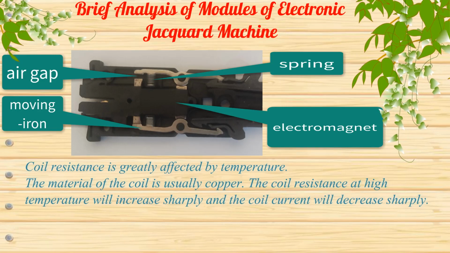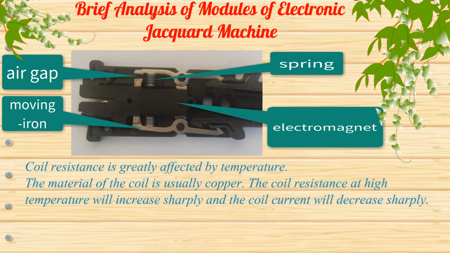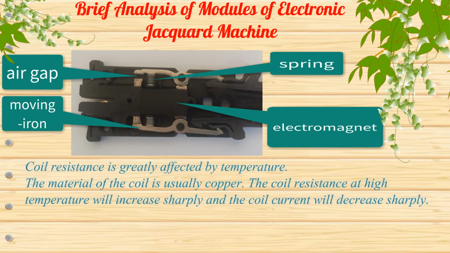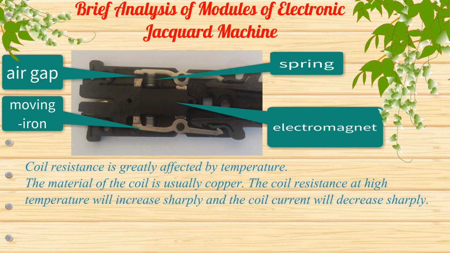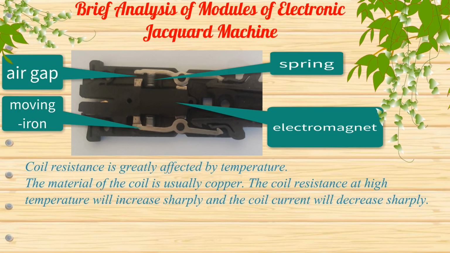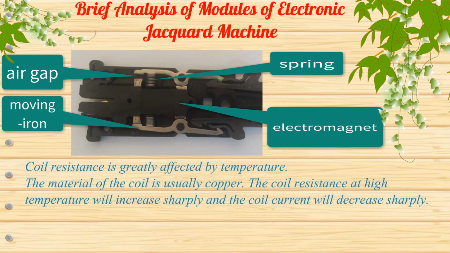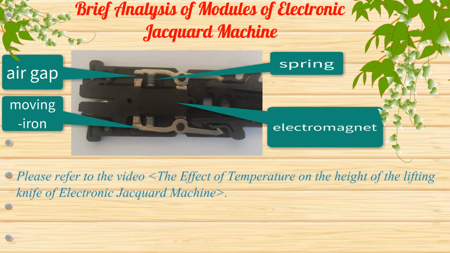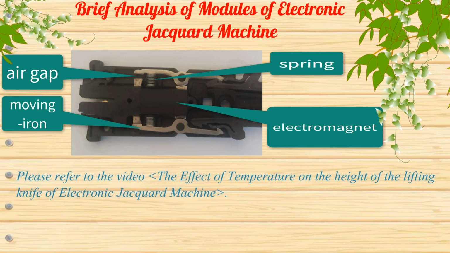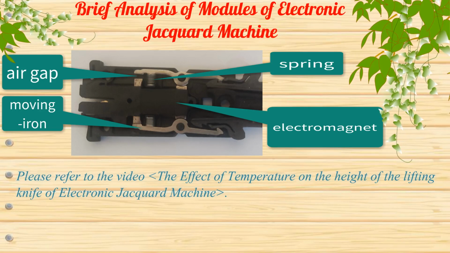Coil resistance is greatly affected by temperature. The material of the coil is usually copper. The coil resistance at high temperature will increase sharply and the coil current will decrease sharply. Please refer to the video, The Effect of Temperature on the Height of the Lifting Knife of Electronic Jacquard Machine.